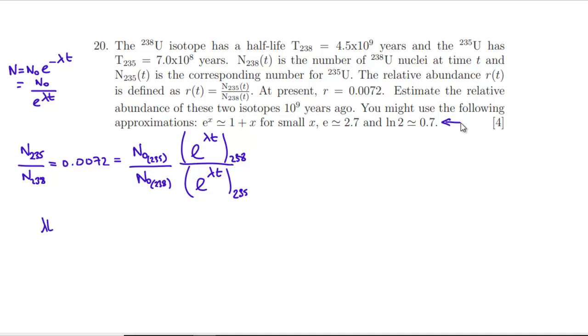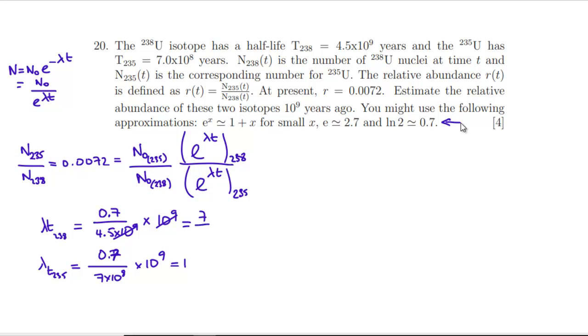We've got lambda t for 238 is going to be log 2, so that's 0.7, divided by the half-life, which is 4.5 times 10 to the 9, multiplied by t, which is 10 to the 9, just keeping everything in years. And then lambda t for 235 will be log 2, which is 0.7, divided by 7 times 10 to the 8 multiplied by 10 to the 9. So that is 1. Okay, and they're going to cancel. So that equals 7 over 45.